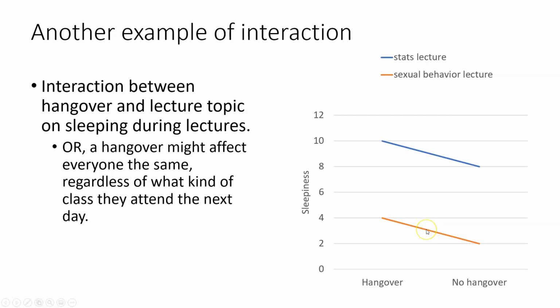Now we could also answer the question the other way. We could say, what is the impact of a hangover versus not having the hangover, ignoring the kind of lecture? So you'd have to take the average of 4 and 10, right in the middle there is 7, and the average of 2 and 8, right in the middle there is 5. And so you'd have to say, is 5, no hangover, different from 7, having a hangover? Well, it is 2 points higher, so there probably is a main effect there as well.